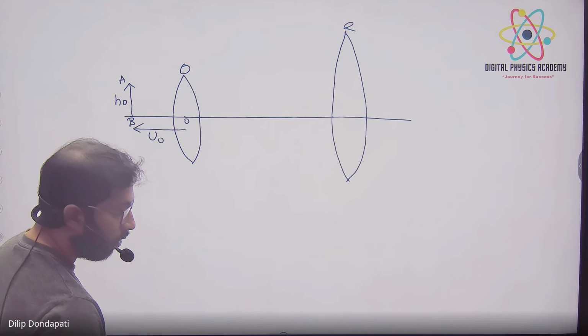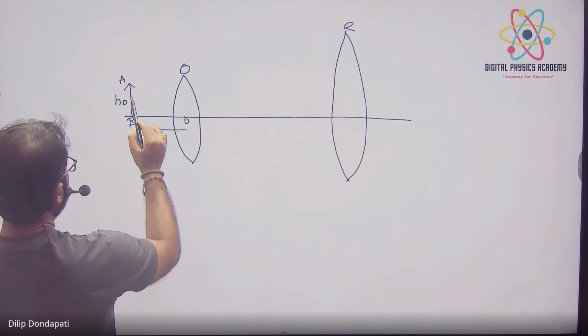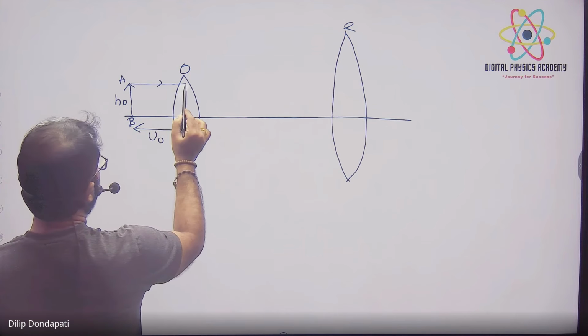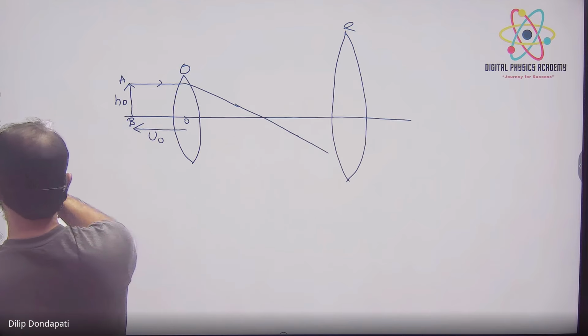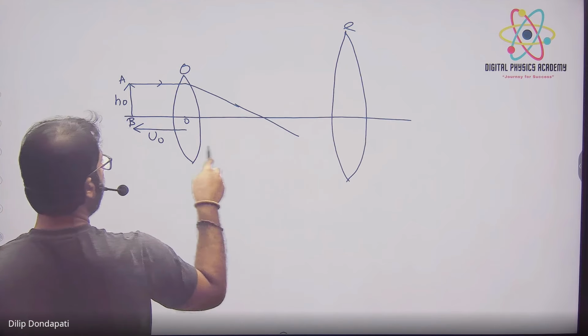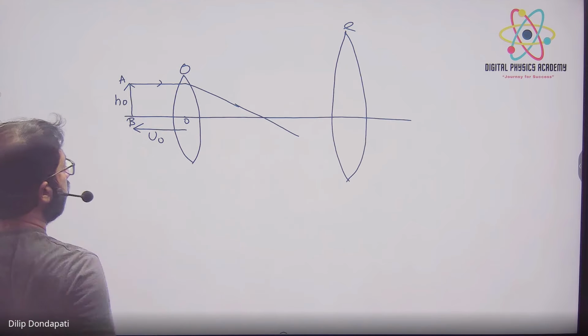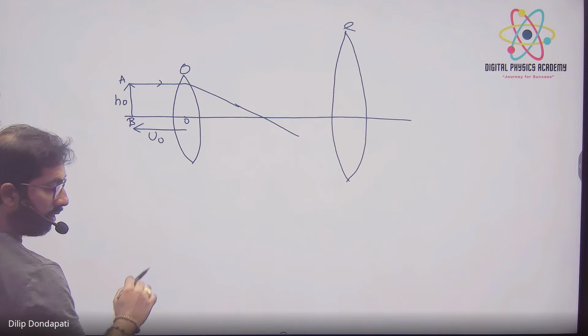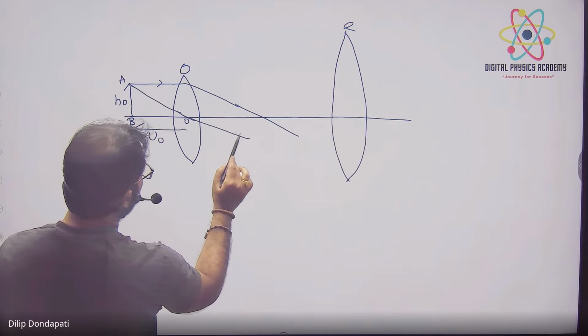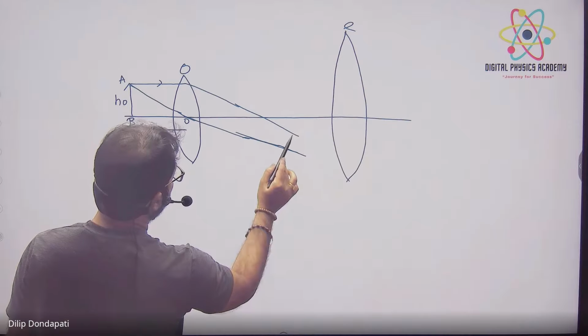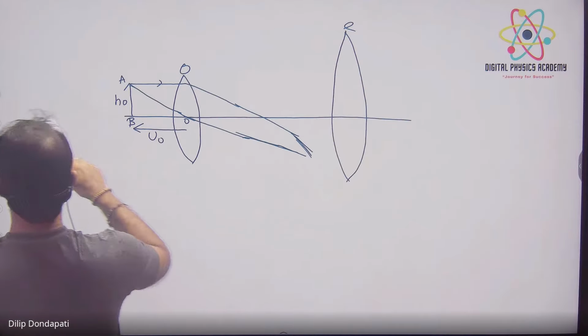Okay. Now two rays diagram we have to draw, right? One is parallel, one is passing through focus, right? Okay. And now optical center से pass करेगा. Somewhere इधर meet होगा. ठीक है.